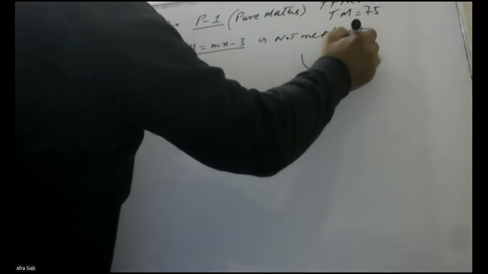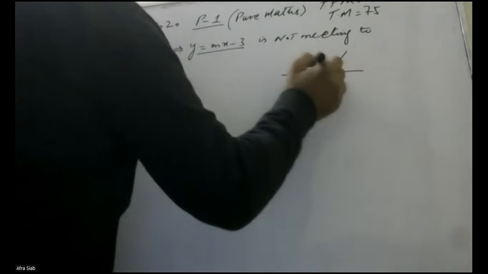We know one thing there, that this is the line and this one is the curve, where the line is not going to meet the curve. That means if this is the curve and this is the line, they are not meeting each other. So when they don't meet each other, then we know that b square minus 4ac will be less than 0 for this.